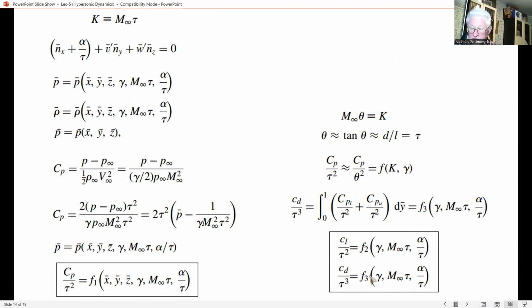F2 and F3 are functions of gamma, M infinity tau, and alpha over tau. So CL over tau and CD over tau will be referenced to the planform area.